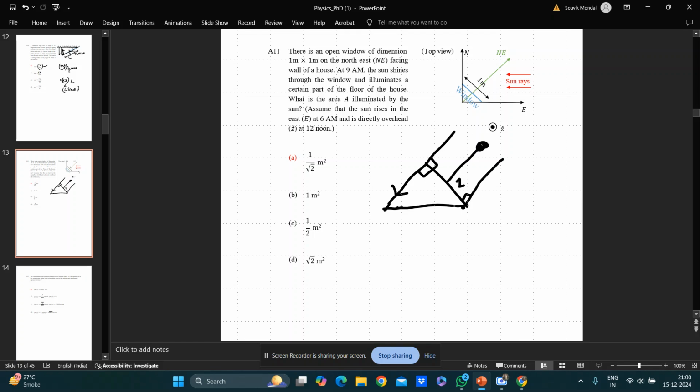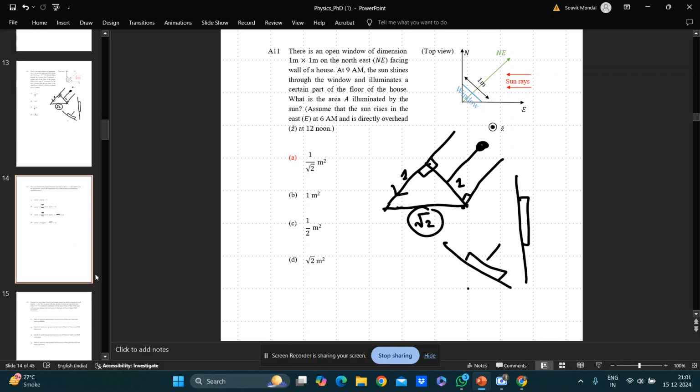They are not mentioning the language clearly, but I think this should be 1 plus 1 root 2, but I am not sure about it. I have confusion about the language, about the position of the window. Suppose this is your wall, so the window is like this, or this is your wall and your window is like this. I have a bit of confusion about this, so leave it now.